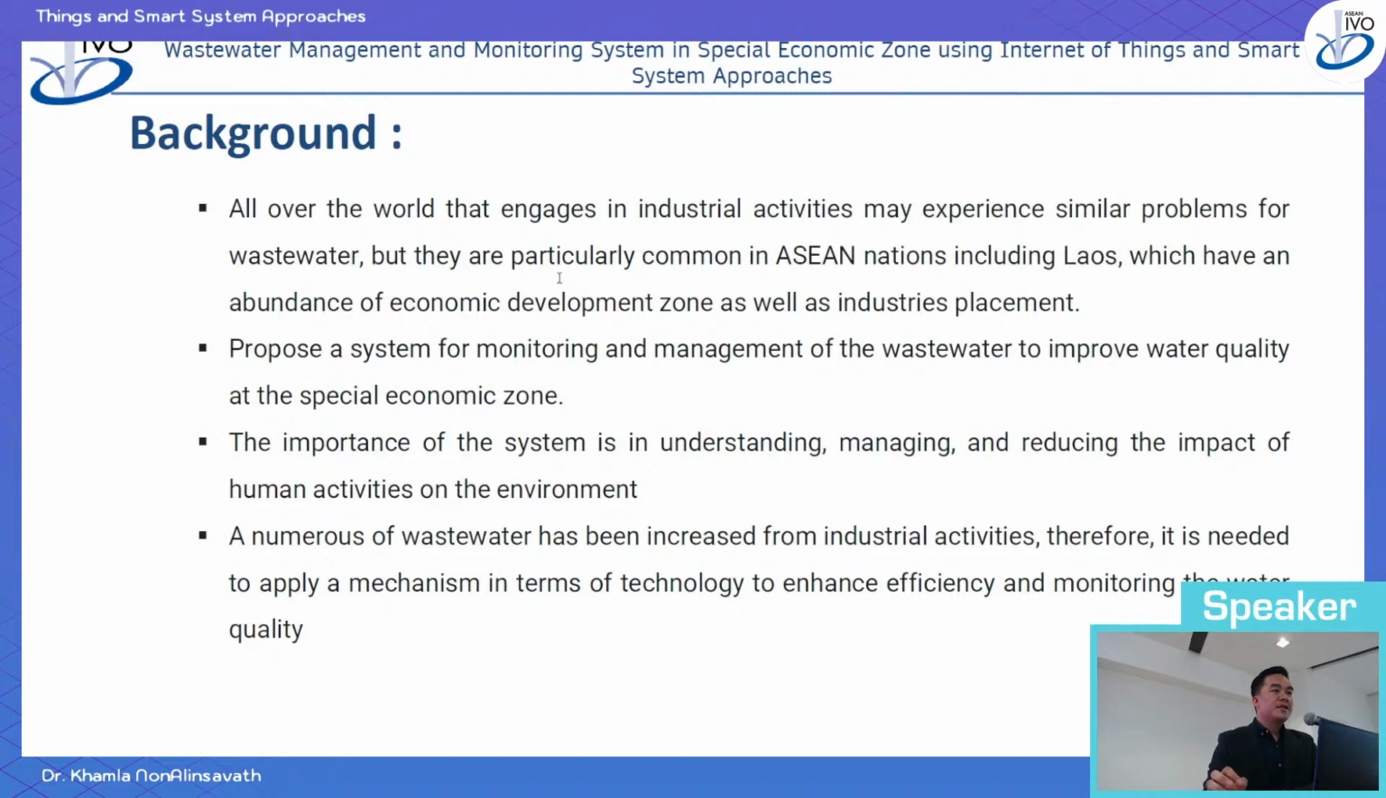Nowadays you may know that we have a lot of activity based on business operation, especially in economic development zones. They also have some activity for their operation, and of course they also have many kinds of activity in terms of environmental impact. In our country, we also have some like this.